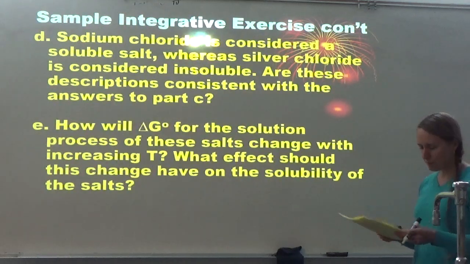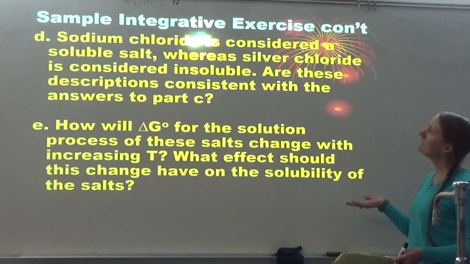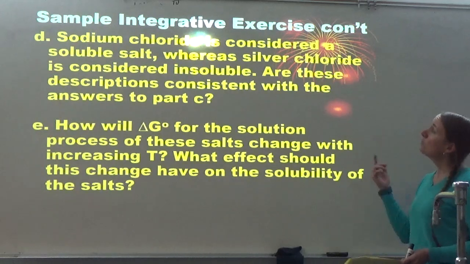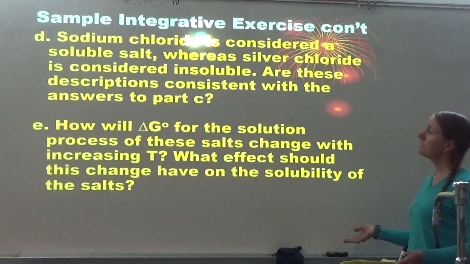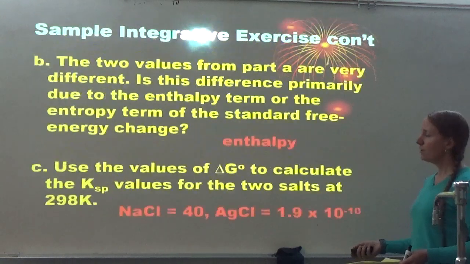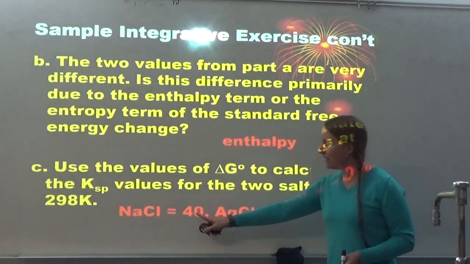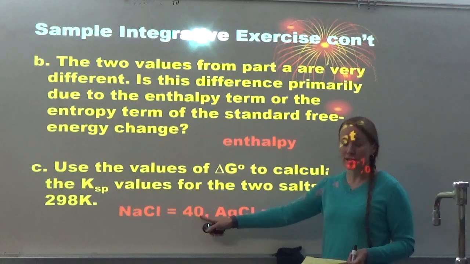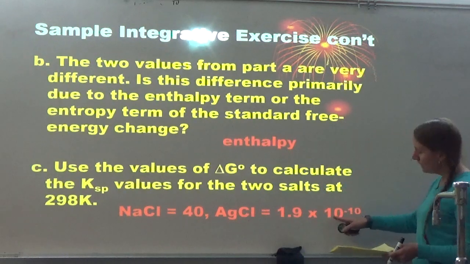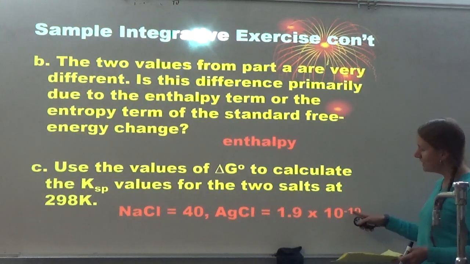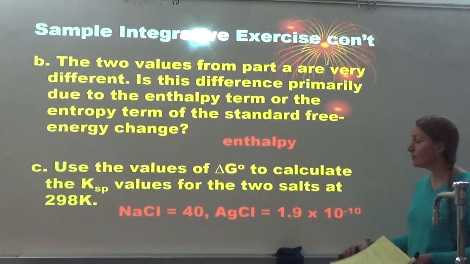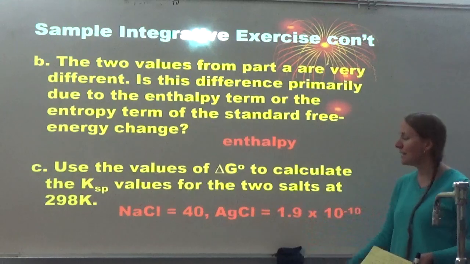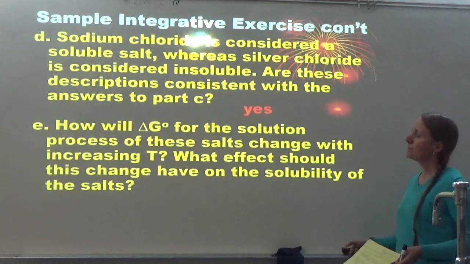All right, so part D, it says sodium chloride is considered a soluble salt, whereas silver chloride is considered insoluble. Are these descriptions consistent with your answers in part C? Well, yeah, if we look, we got a KSP of about 40 for NaCl, and we got 1.69 times 10 to the negative 10. So is that consistent with the fact that we say this is soluble and this is not? Yes, it is.